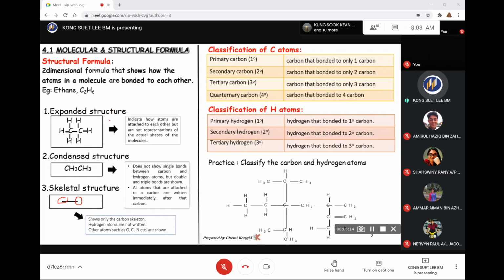You must know how to convert between expanded, condensed, and skeletal structures based on the molecular formula. Interchange. The question might give you the expanded structure and ask you to draw the condensed, or give you the condensed and ask you to draw the skeletal structure. Okay, next.